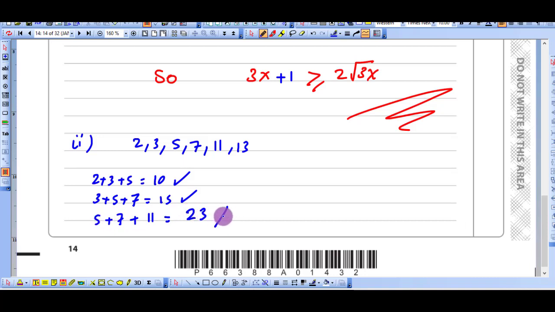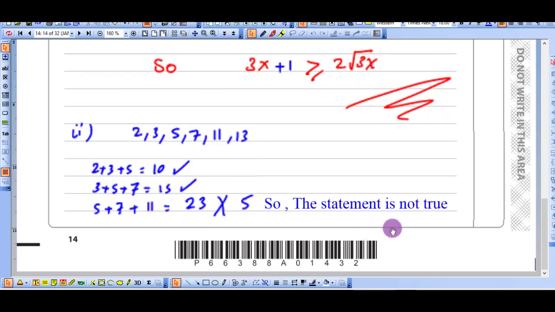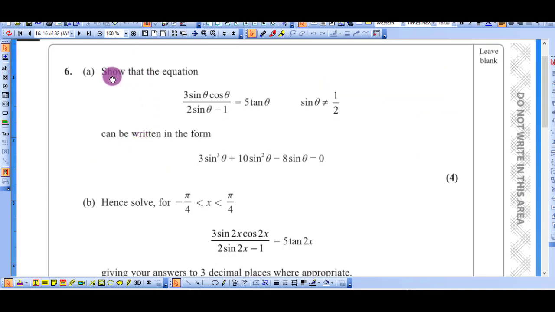Not divided by 5. So the statement is not true, and this is the answer of the question. Let us go ahead. Show that the equation 3 sine theta cosine theta divided by 2 sine theta minus 1 is equal to 5 tan theta, sine theta not equal to half, can be written in the form 3 sine cube theta plus 10 sine squared theta minus 8 sine theta is equal to 0. So let us start.